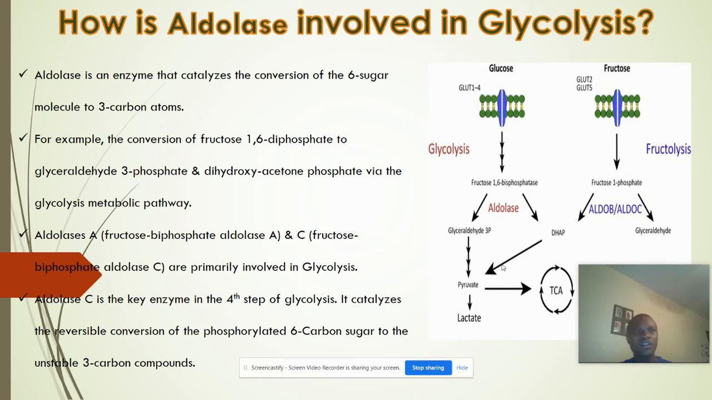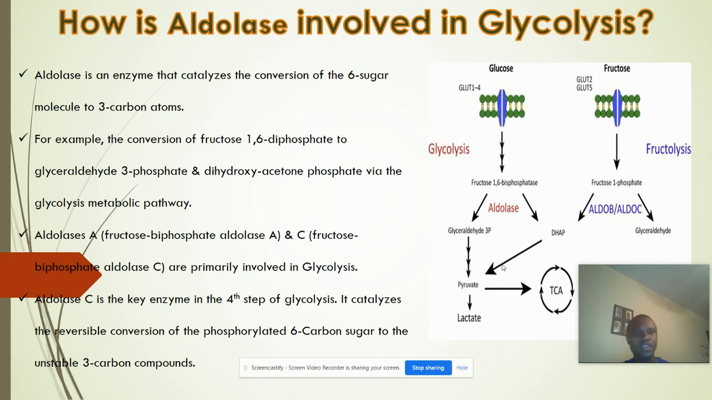First of all, aldolase is an enzyme that catalyzes the conversion of the six-carbon sugar molecule to three-carbon molecules. So remember, during glycolysis, we're talking about a sugar molecule, which is a six carbon compound, being broken down or cleaved into three carbon compounds. That step is actually catalyzed by the enzyme called aldolase. For example, the conversion of fructose 1,6 bisphosphate to glyceraldehyde 3 phosphate and dihydroxyacetone phosphate via the glycolysis metabolic pathway is catalyzed by aldolase.